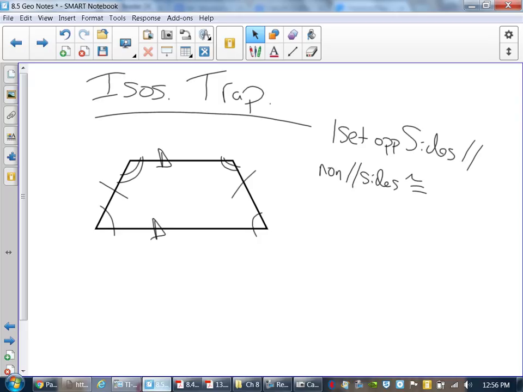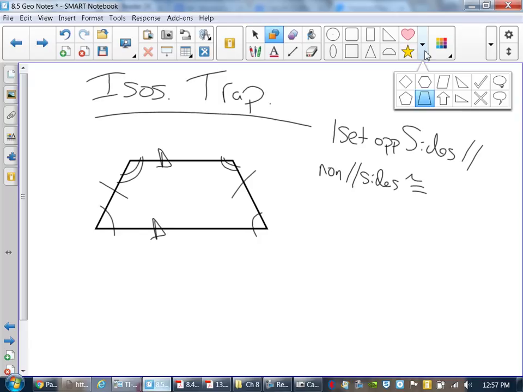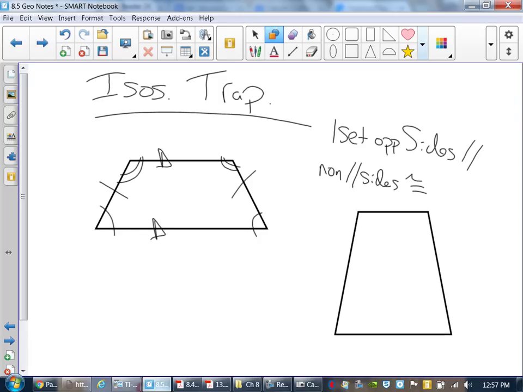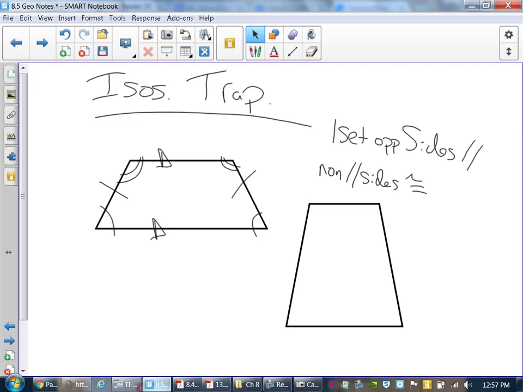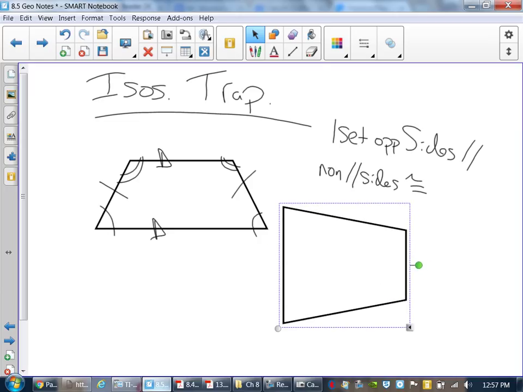So even if it is turned sideways or upside down or any of those things, sometimes people freak out when they see them sideways. I know. These are still your congruent sides. Those are still your congruent base angles. You can always manipulate where things are drawn, and it's not a big deal. Okay. Questions on that at all?